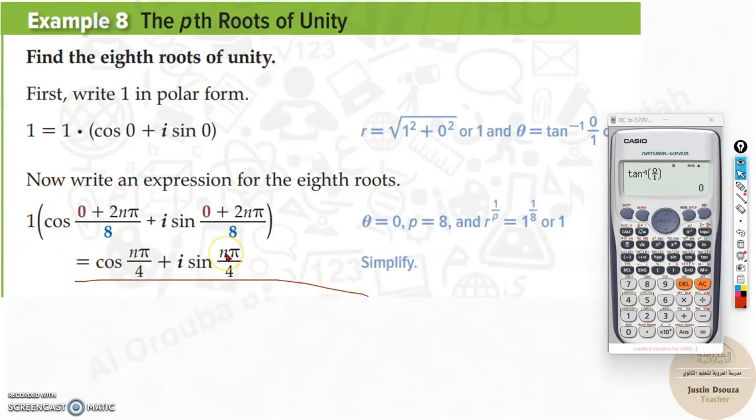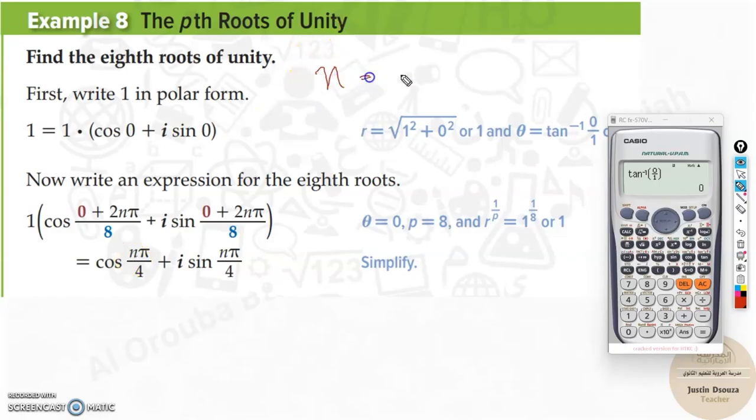Now we have applied the distinct root formula. We have got this answer over here in polar form. What next? Whatever we did in the previous section, the same thing in the distinct root section is repeated. Now you need to find the n values. So what are the n values?